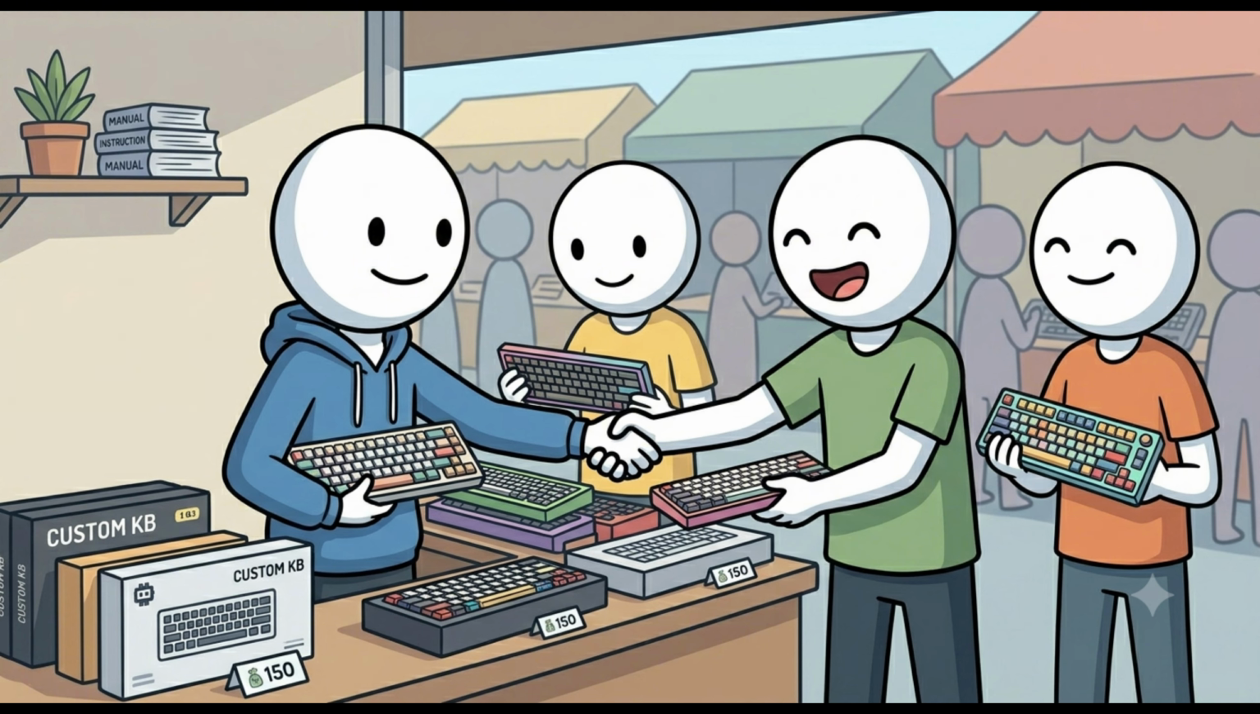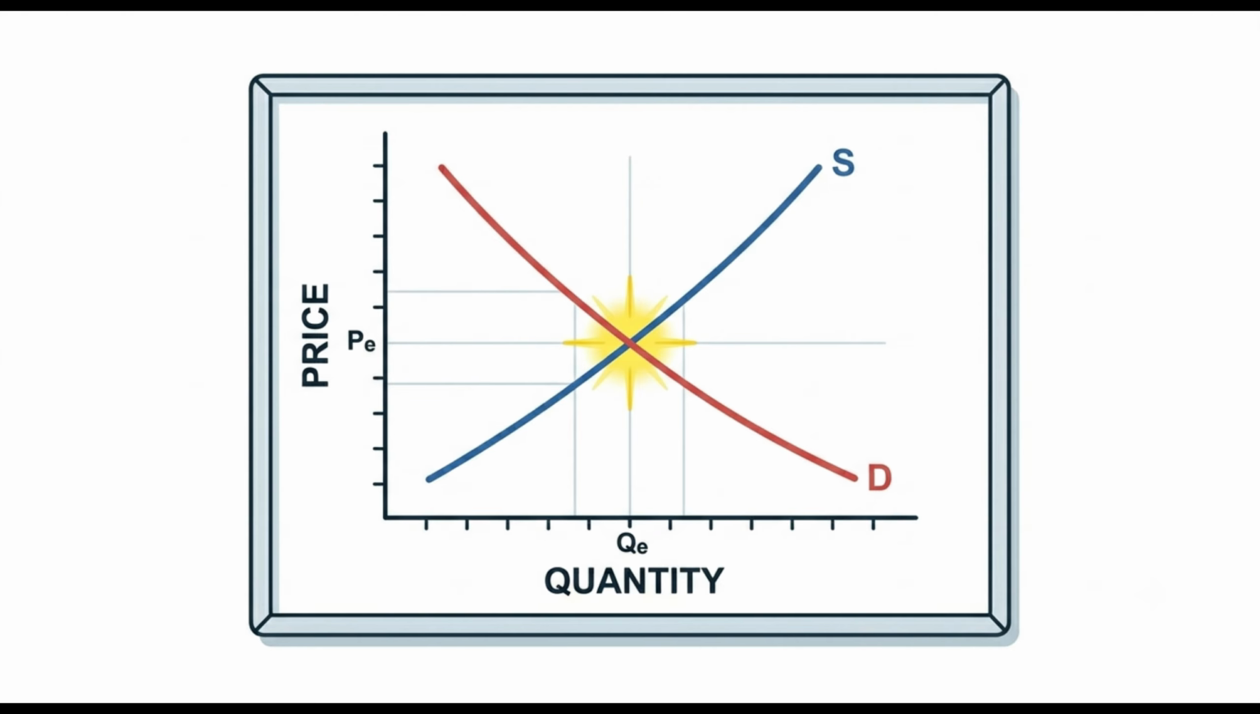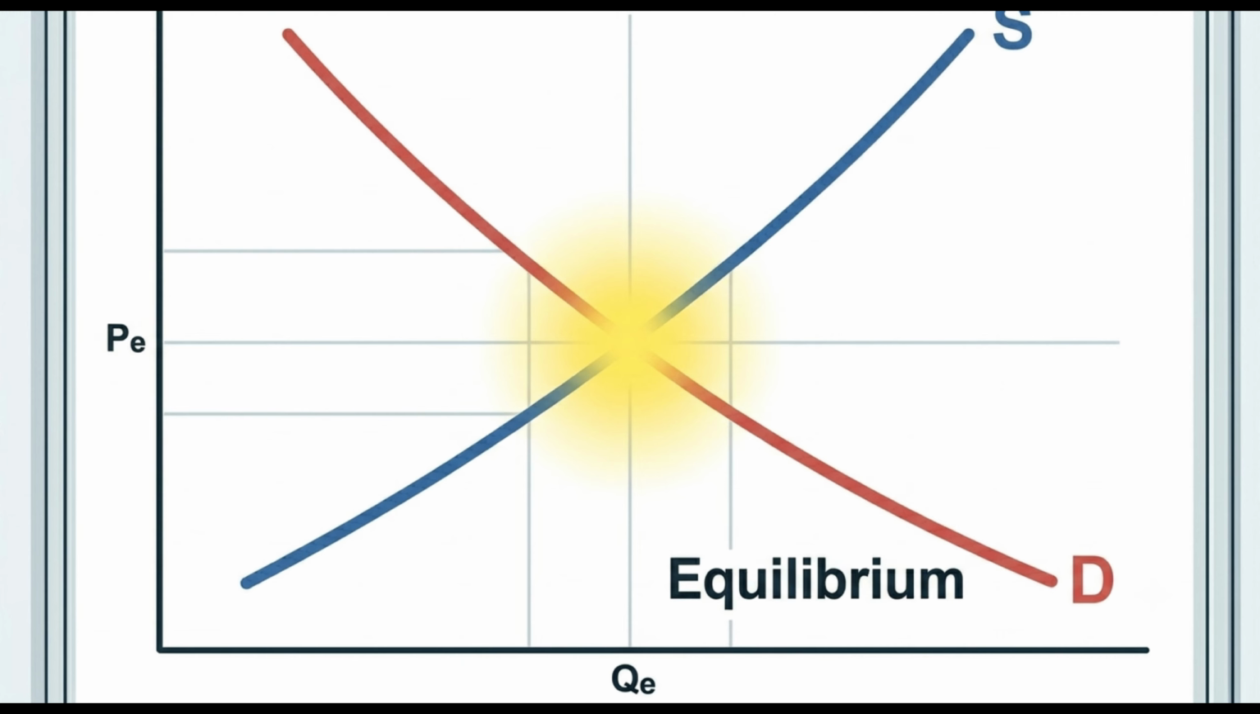They are constantly interacting, pushing and pulling against one another in a tireless dance to find a state of balance. In this lesson, we're going to bring these two curves together on a single graph to find what economists call the sweet spot, the market equilibrium. This is the point where the plans of buyers and the plans of sellers align perfectly.